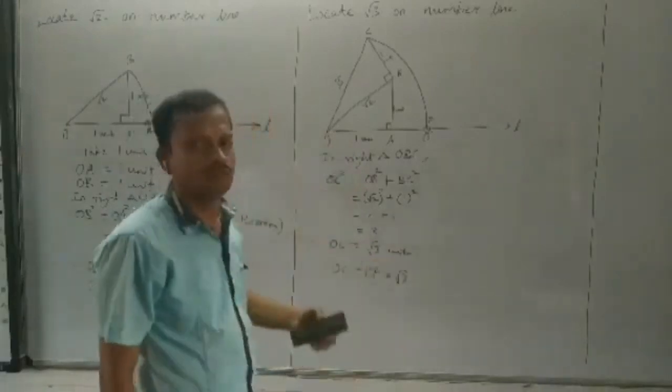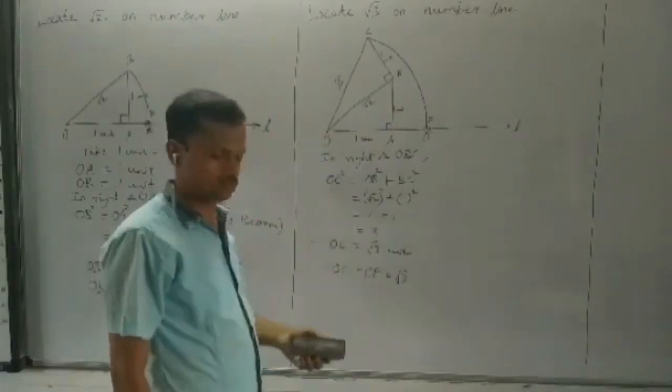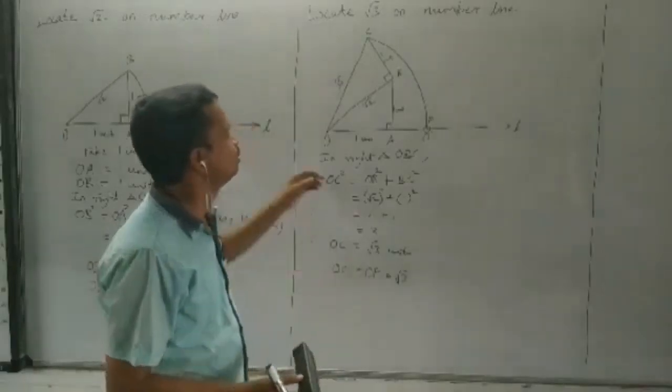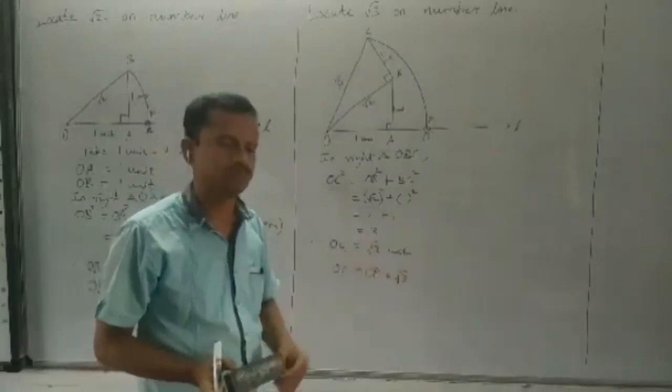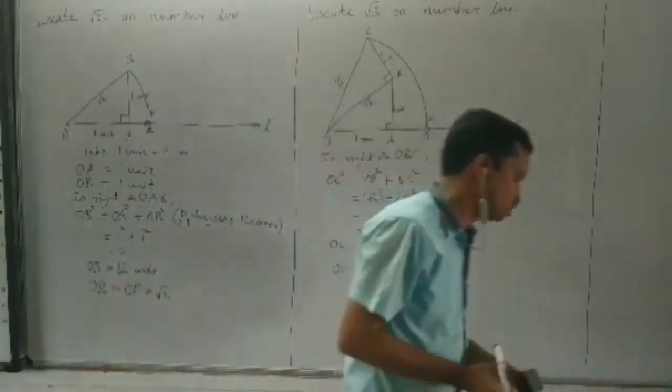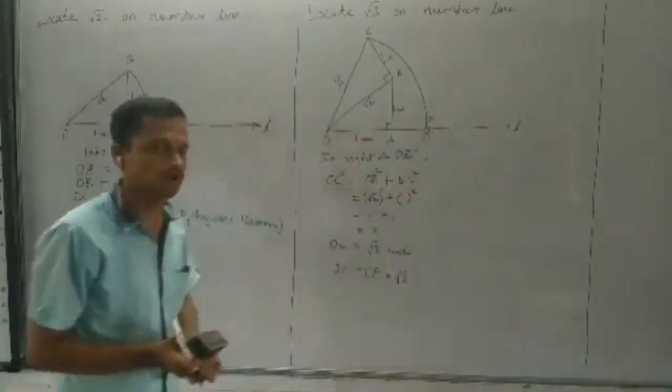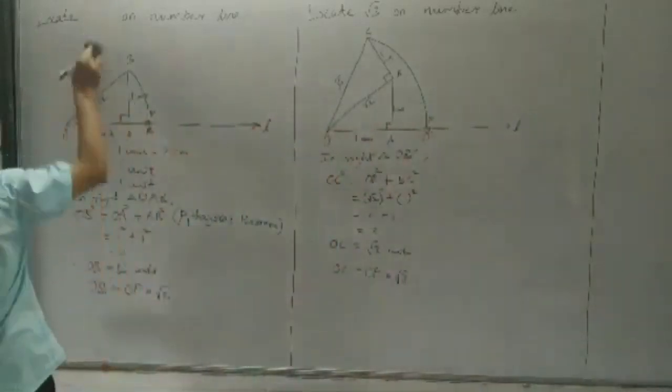You see this repeatedly, and definitely you come to know what it is. You come to understand. And now in the exercise, root 5 is there. So how can root 5 be represented on number line? Now you see root 5.